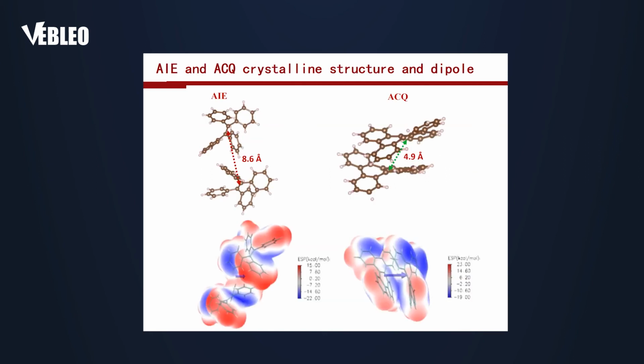And then this conclusion can be further verified by the crystalline structures. As you can see, for the TPE molecules in the solid, the separation between two molecules is around 8.6 angstrom, while in the ACQ molecule, the distance is only 4.9 angstrom. So if we only consider this distance difference, it already causes around a 24 times difference in energy transfer rate.